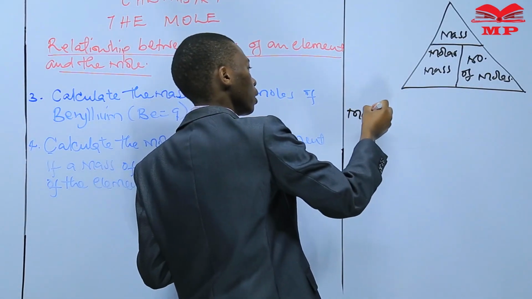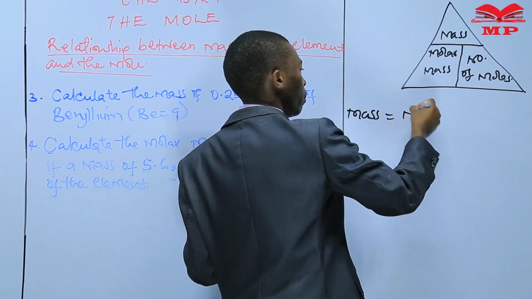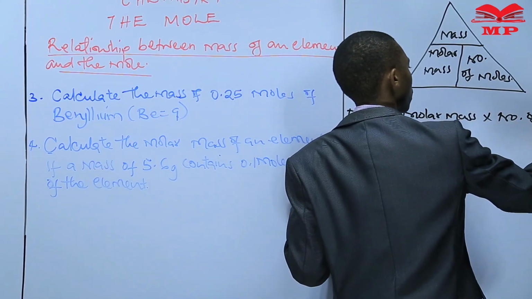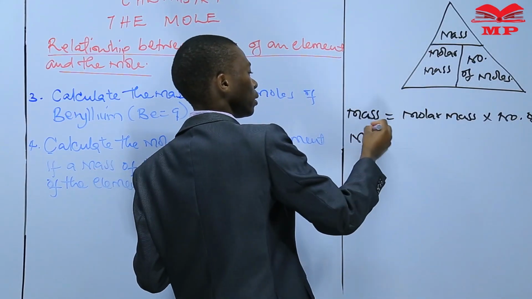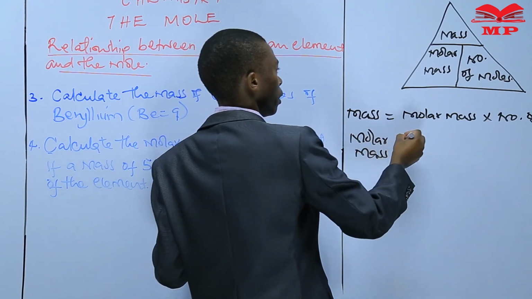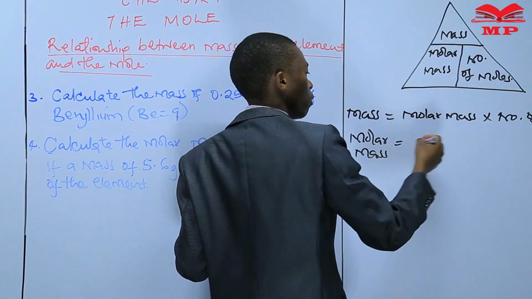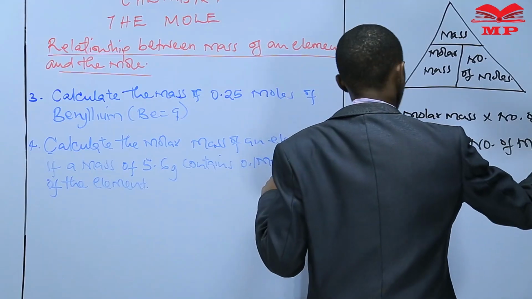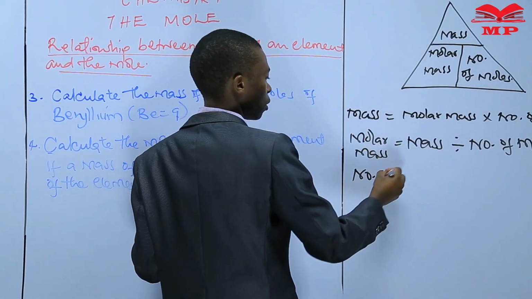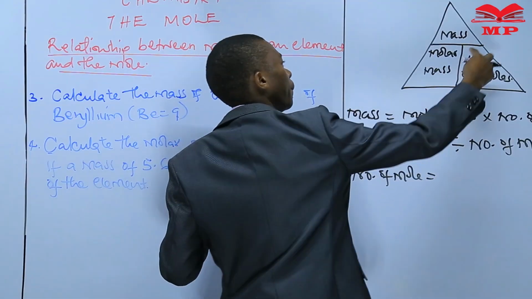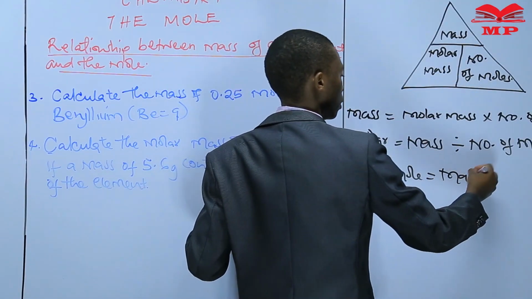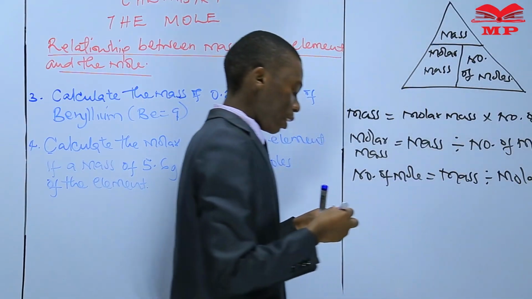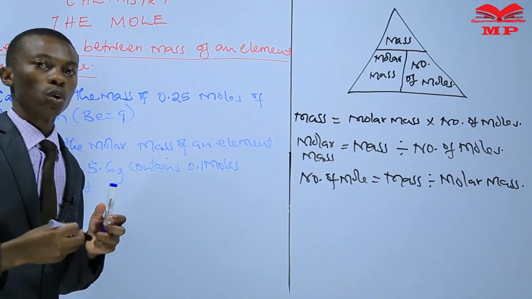Therefore, we say that the mass is given by molar mass multiplied by the number of moles. And molar mass is given by mass divided by the number of moles. And the number of moles is given by mass divided by the molar mass. And once you know that, then it becomes so easy for you to be able to do the calculation.